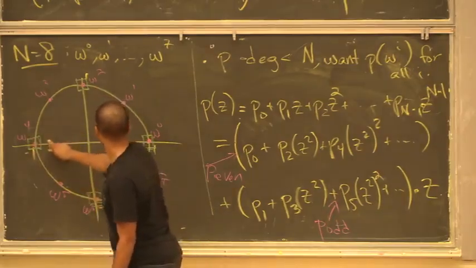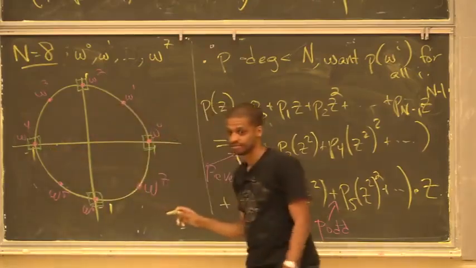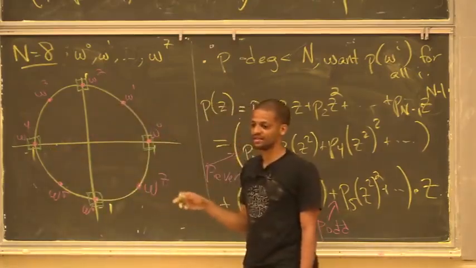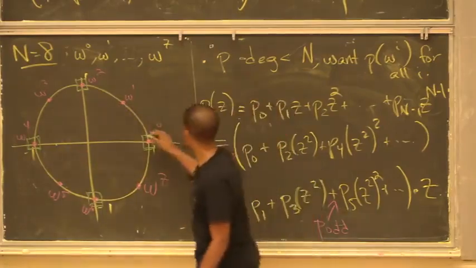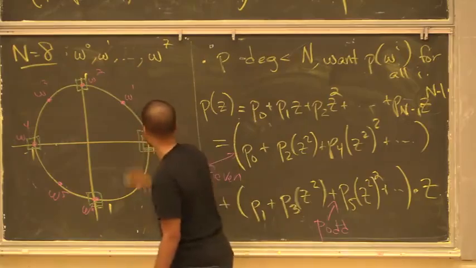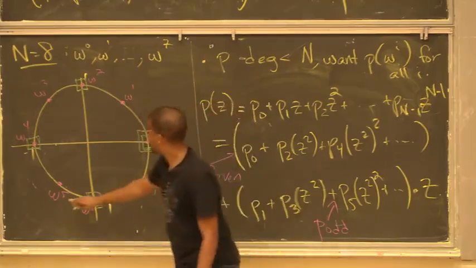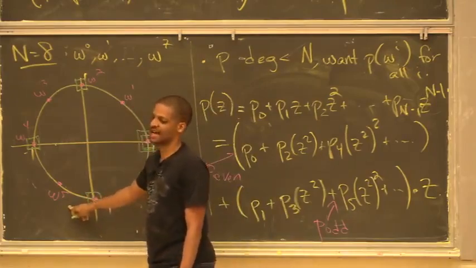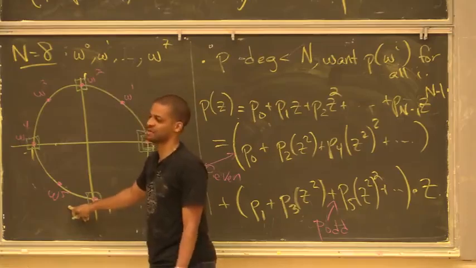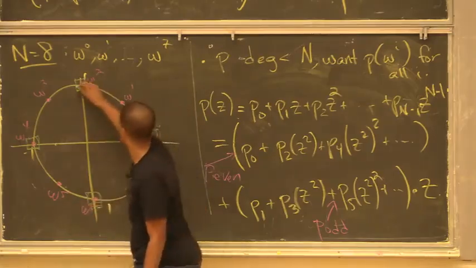Omega to the 4th squared is omega to the 8. Omega to the 8 is 1, because it's a root of unity, right? So that's just this point again. Omega to the 5th squared is omega to the 10, but omega to the 8 is 1. So omega to the 10 is just omega squared times omega to the 8, which is omega squared, which is this point, which is omega squared.